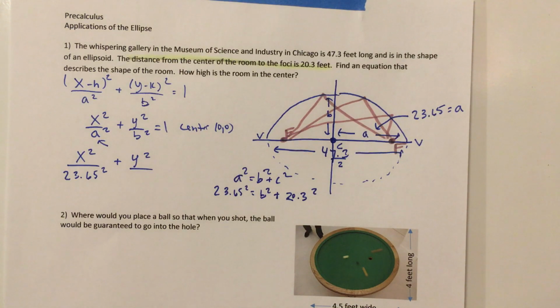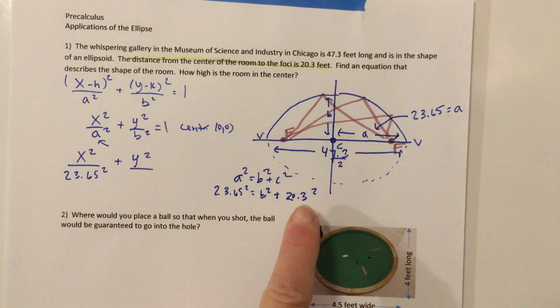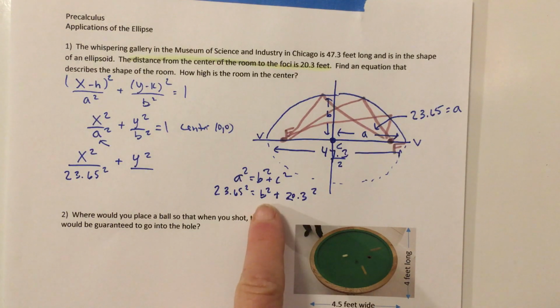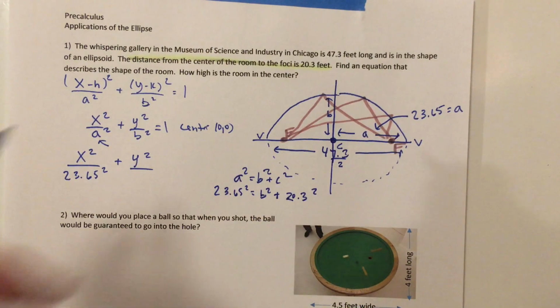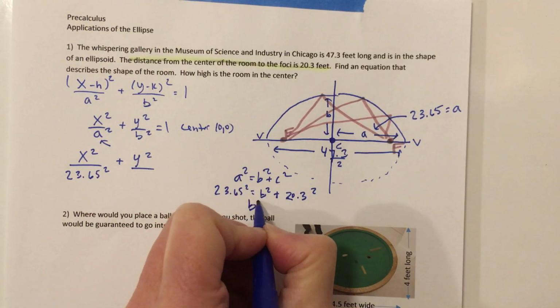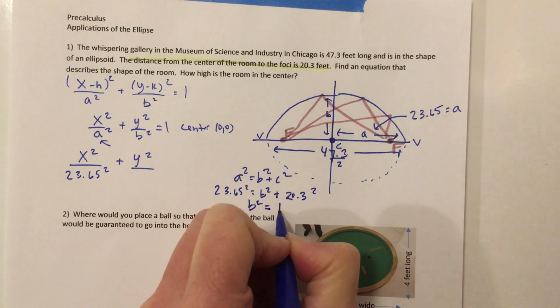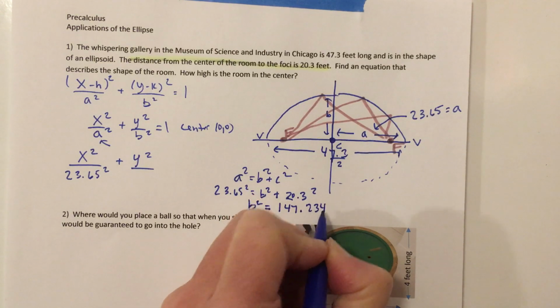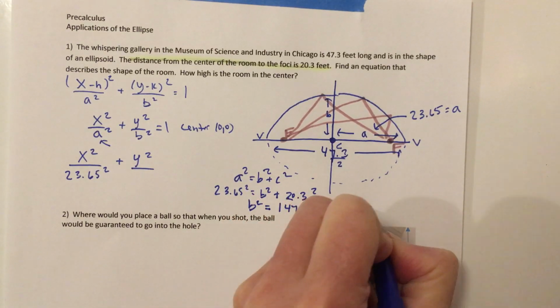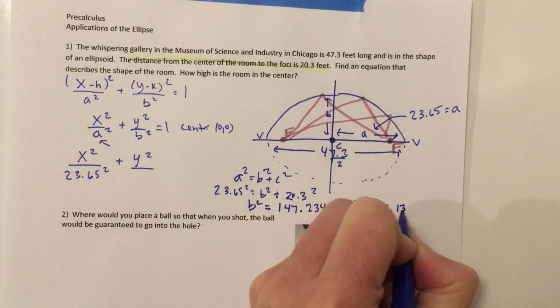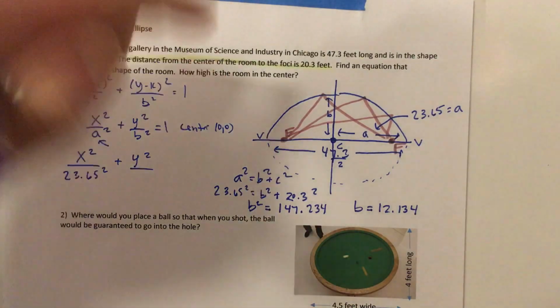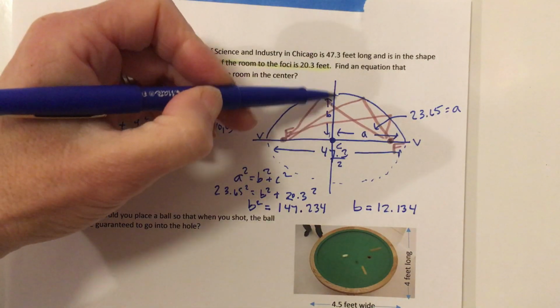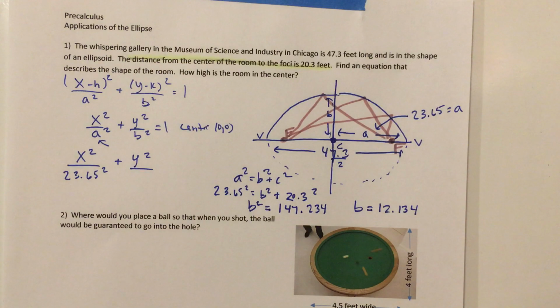Okay, so I want you guys to grab a calculator, type in 23.65 squared, subtract 20.3 squared, and that'll get you b squared, okay? So b squared equals 147.234. If you square root that, you get 12.134, which means that my height, this right here, is 12.134, okay?